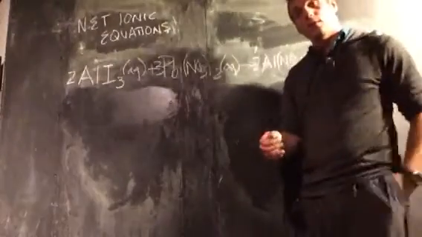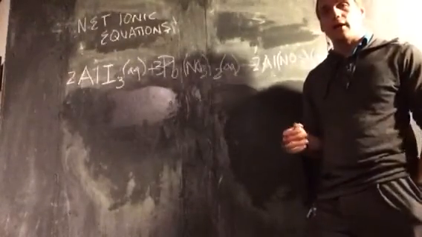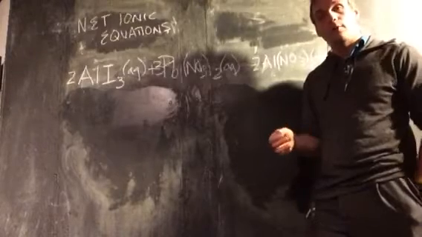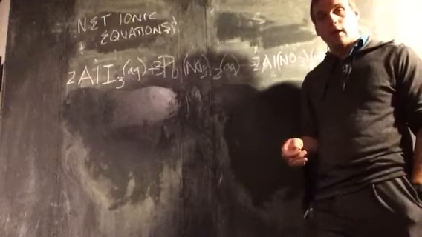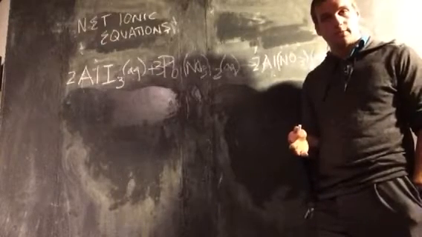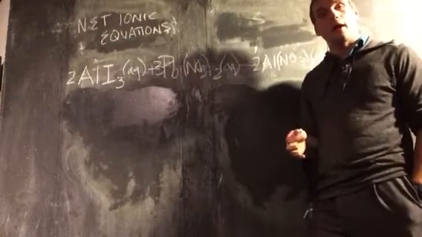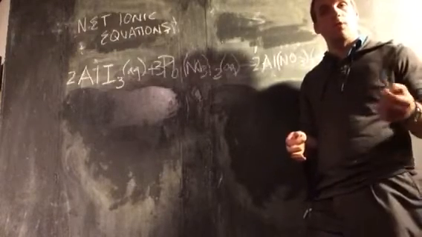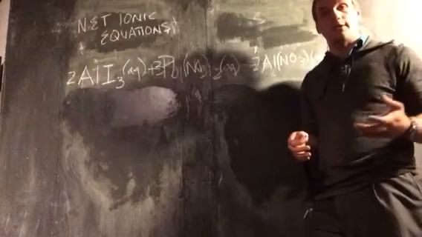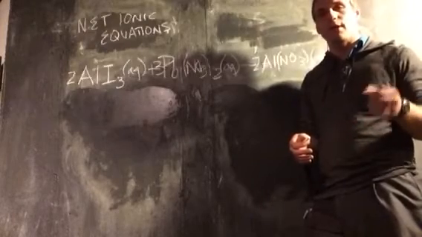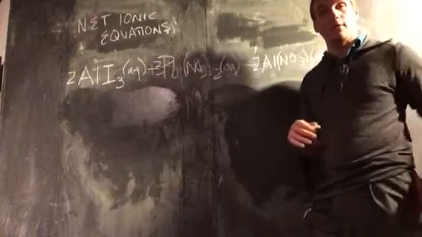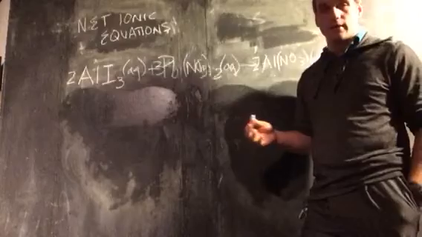All right. Now we're going to look through net ionic equations. On the board behind me, we've done the problem from double displacement already. It's already completed for us. The purpose of net ionic is to figure out what really happened, what really took place when we actually did this experiment.